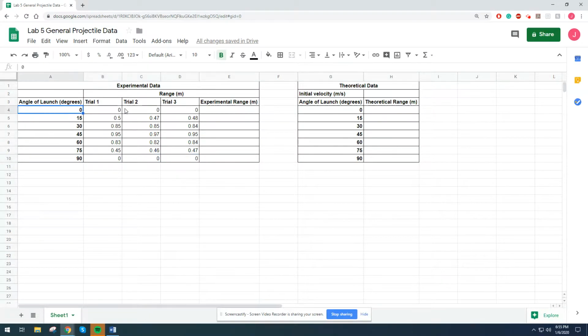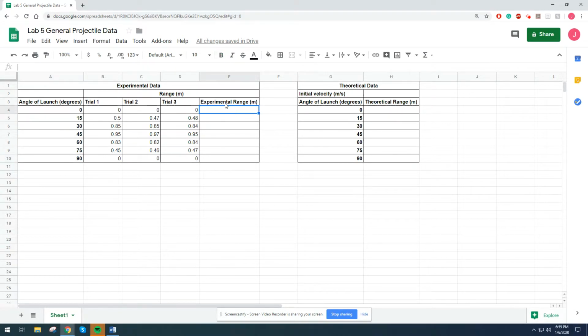So you can include these as your data points as well. 0 degrees and 90-degree launch would give you 0 range, right? If you launch at 0 degrees, you don't actually leave the ground, so you don't have a range. And if you launch it straight up, you can assume that it's not going to move anywhere either, right?